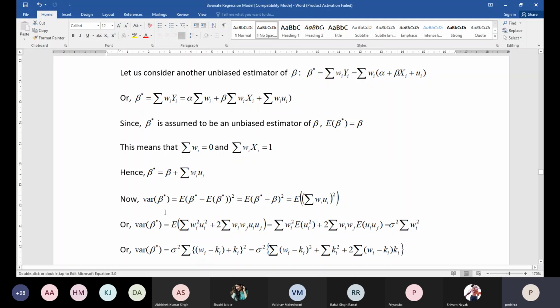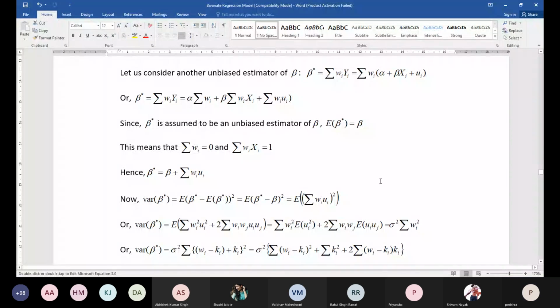You know, variance of beta star is nothing but expectation of beta star minus expectation of beta star whole square. Again, expectation of beta star is equal to beta. So we are getting variance of beta star as expectation of beta star minus beta whole square. And from here, you will get beta star minus beta as summation of wi ui. So we can write this as this.